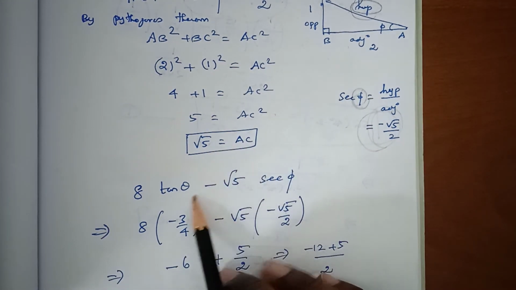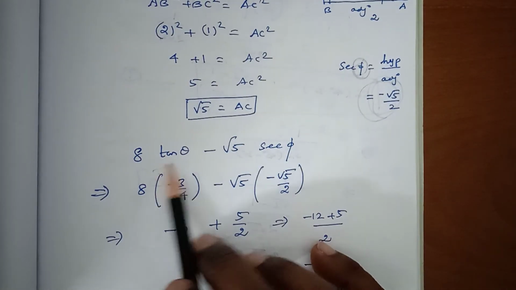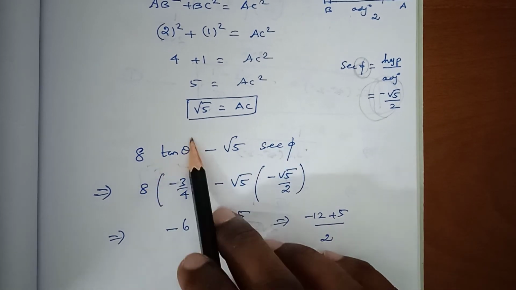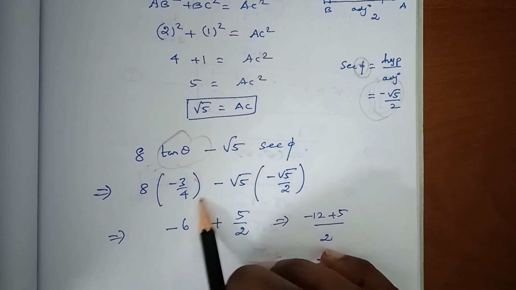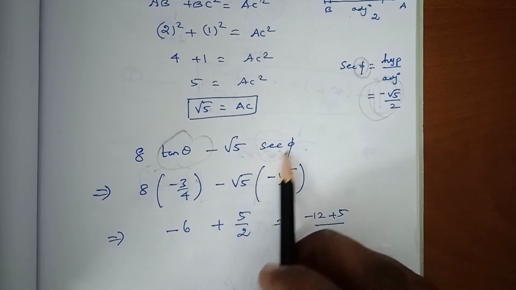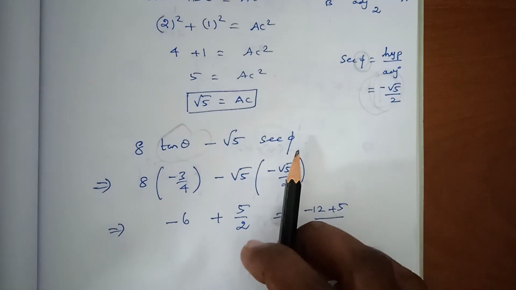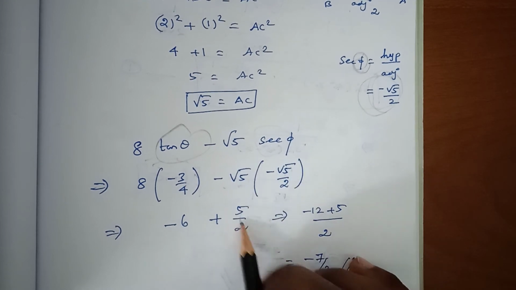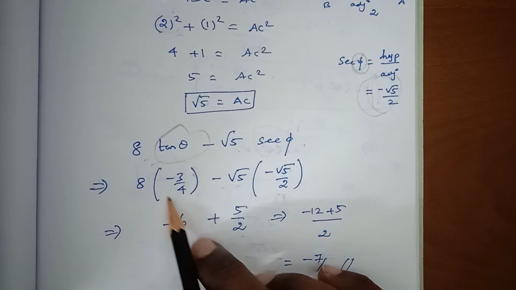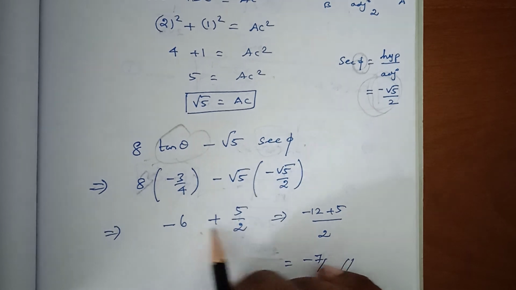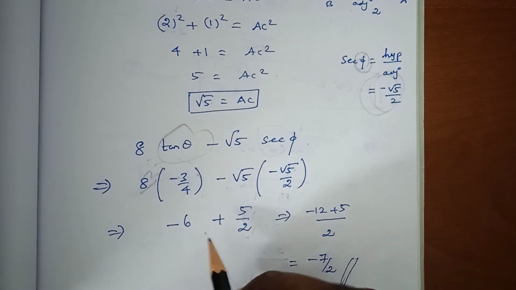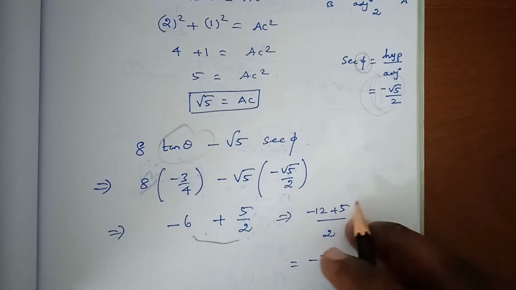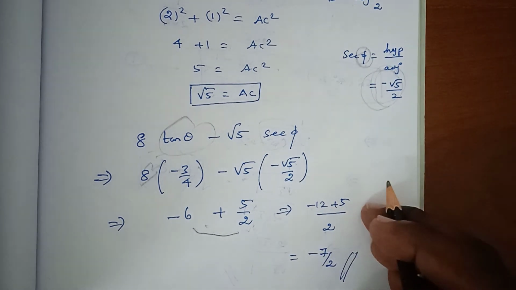So the value asked is 8 tan theta minus root 5 secant phi. 8 into tan theta, which is minus 3 by 4, minus root 5 into secant phi, which is minus root 5 by 2. Minus times minus is plus, root 5 into root 5 is 5 by 2. The 4 cancels 8 two times, so minus 6 plus 5 by 2. The LCM gives minus 12 plus 5 by 2, so the final answer is minus 7 by 2.